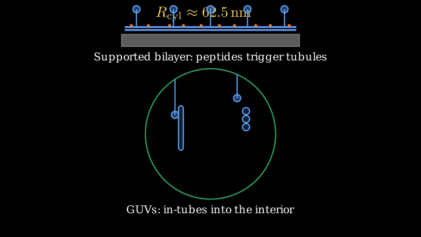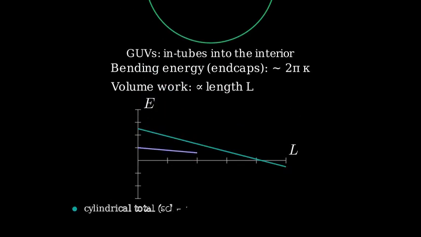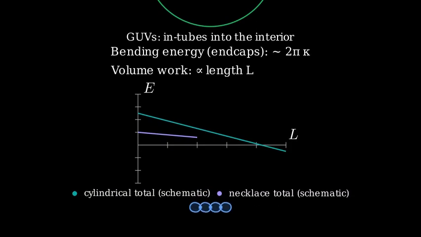Here is the energetic intuition. The main bodies of both shapes can have zero bending energy when their curvatures match the spontaneous curvature. But the cylinder has two end caps, which add a bending energy cost on the order of 2 pi kappa, independent of length. On the other hand, an in-tube has higher volume than a cylinder of the same length, and the osmotic pressure difference compresses the tube, doing volume work that grows in proportion to the tube length. So for short tubes, the end cap bending penalty dominates and necklaces win, but beyond a critical length, the linear volume work wins and cylinders win.